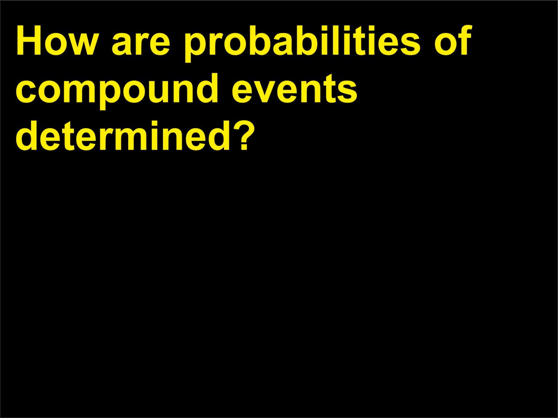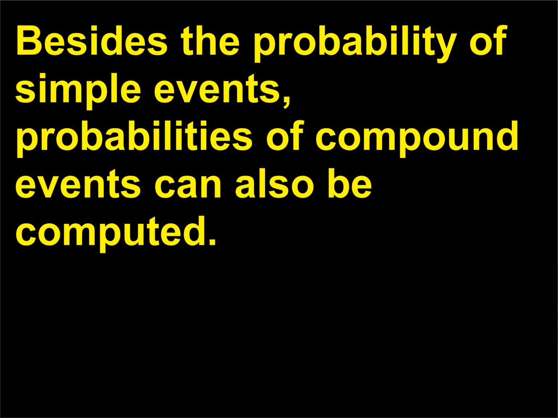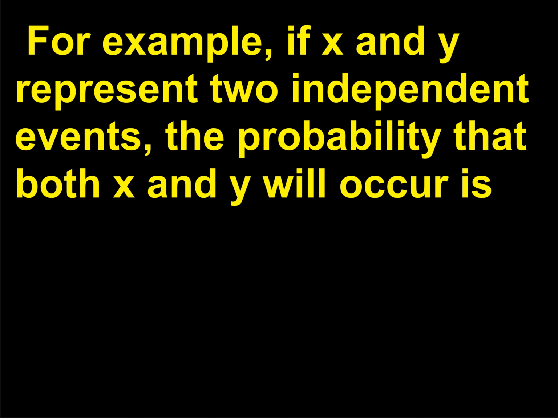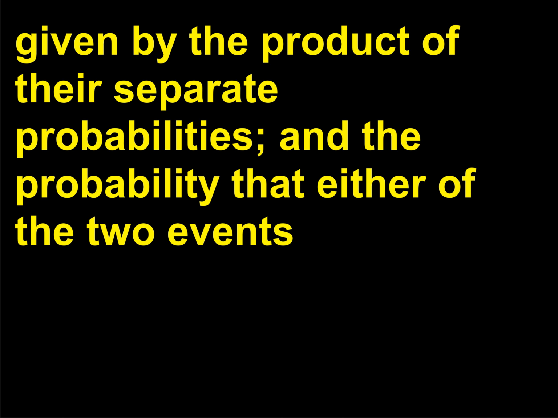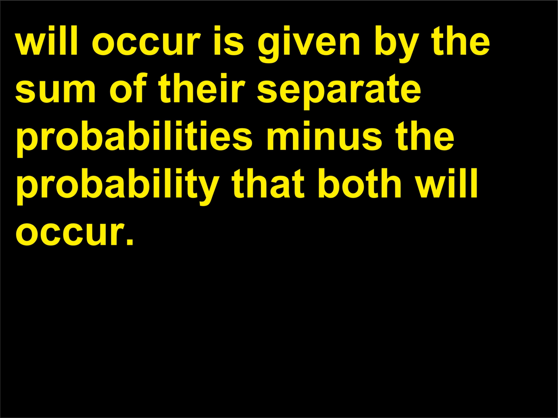How are probabilities of compound events determined? Besides the probability of simple events, probabilities of compound events can also be computed. For example, if X and Y represent two independent events, the probability that both X and Y will occur is given by the product of their separate probabilities, and the probability that either of the two events will occur is given by the sum of their separate probabilities minus the probability that both will occur.